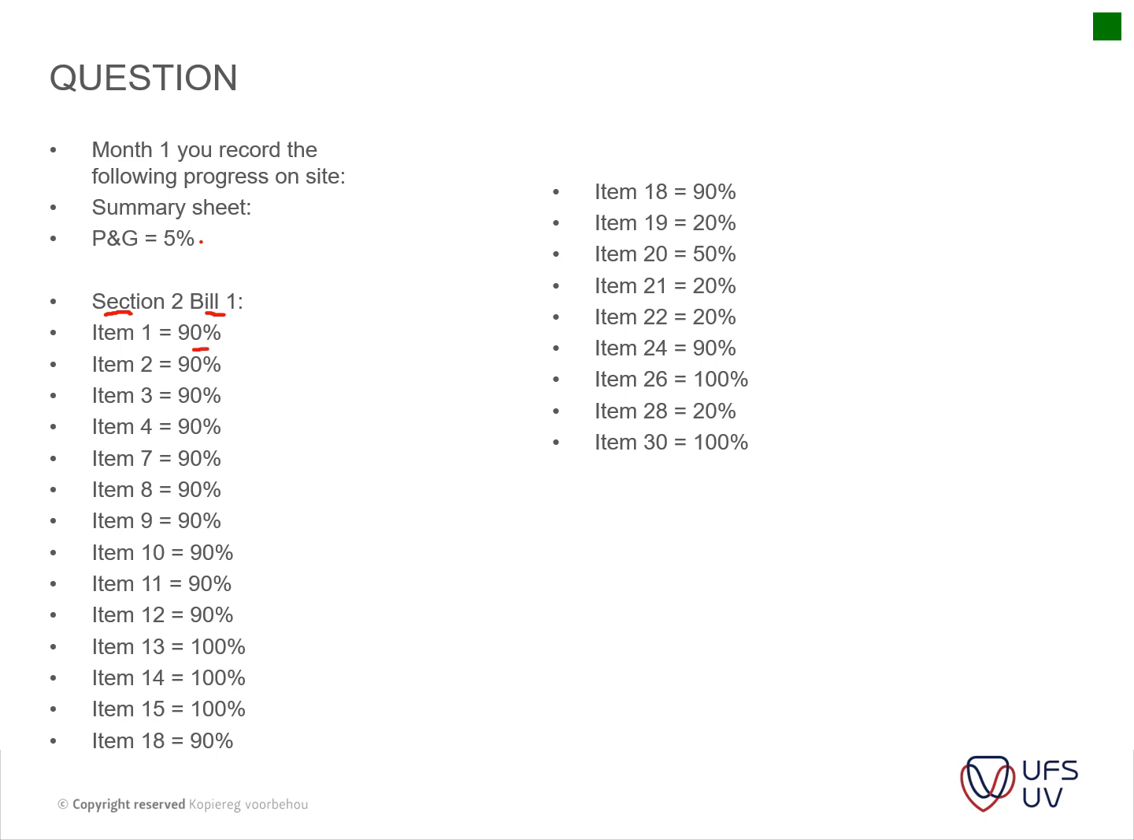When we get to the BOQ, we will actually see which bill or which item this is. So we've measured the exterior strip footing and we established that 90% of the strip footing has been done. Then you go to item 2, which is maybe your backfill back into the trenches, and you've measured 90%. So all of these percentages will be given to you, so you don't have to worry about actually going and measuring all of these items.